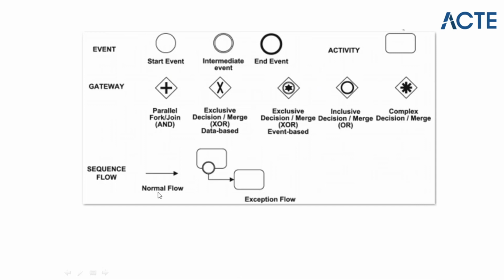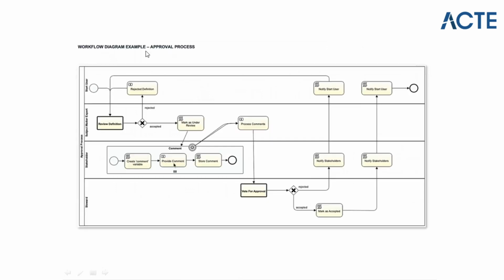This is the normal flow, and there is also exception flow. If we have any boundary event, for example, if I am waiting for this task to be completed for 5 days, and if it is still not completed, then move on this way. Likewise, I can mention how we need to handle exceptions. For example, this is the approval process workflow. Let's see what the process behind this is.